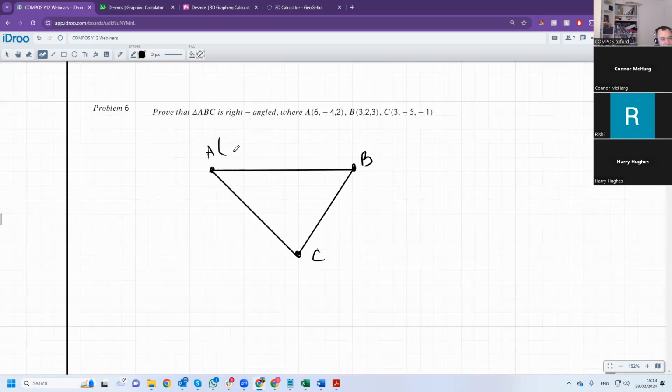Agastya. Too easy for you. 6 minus 4, 2. 3, 2, 3. And C is 3 minus 5 minus 1. Very good. Yes, you find the vector.